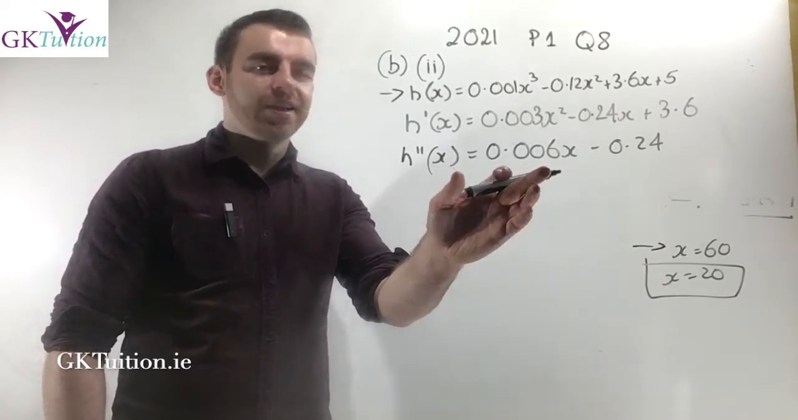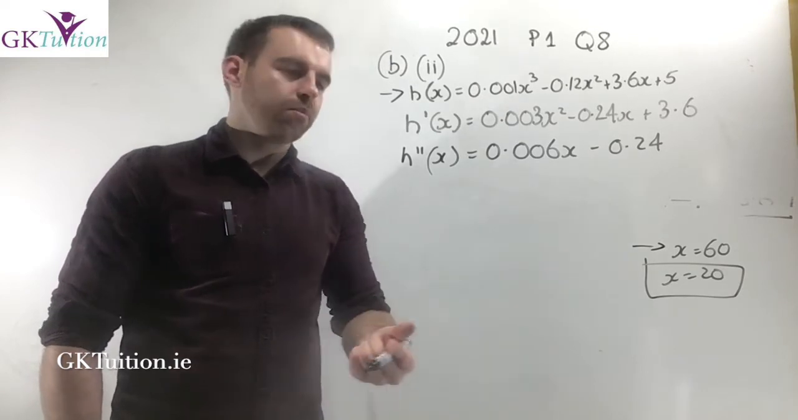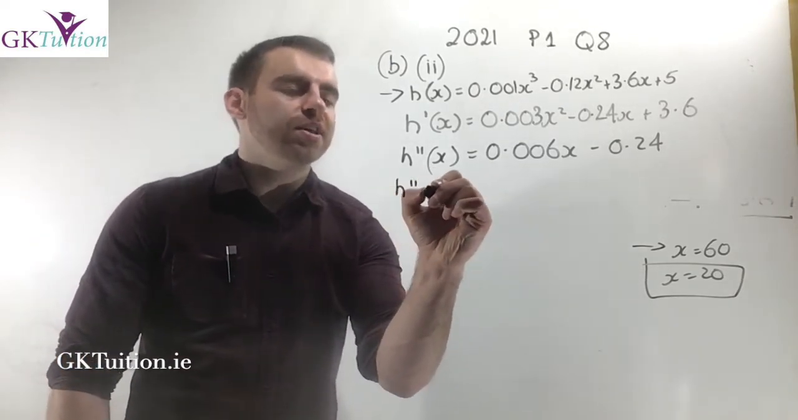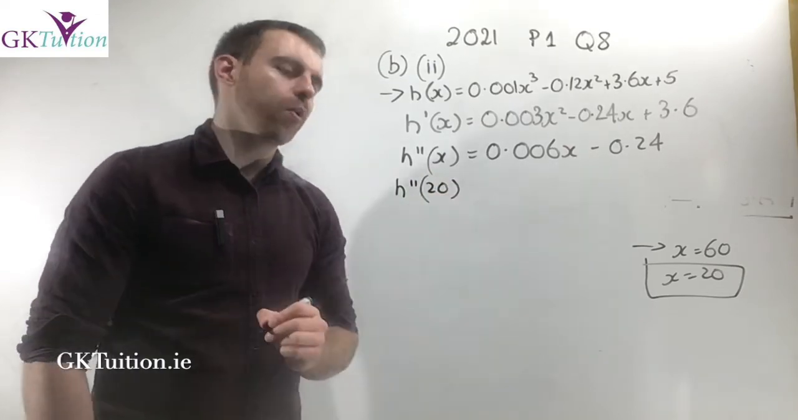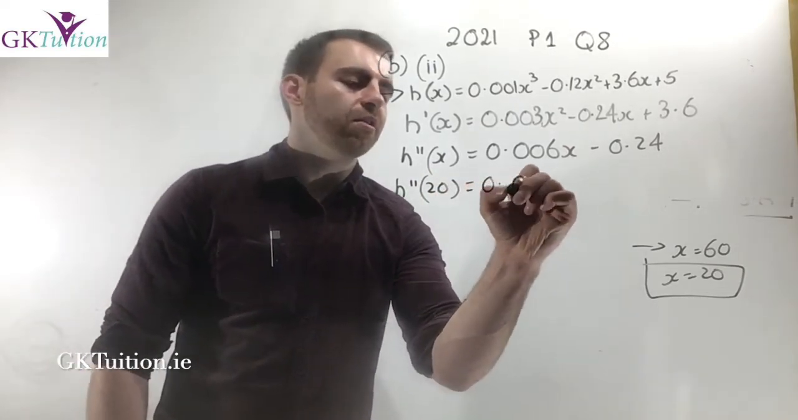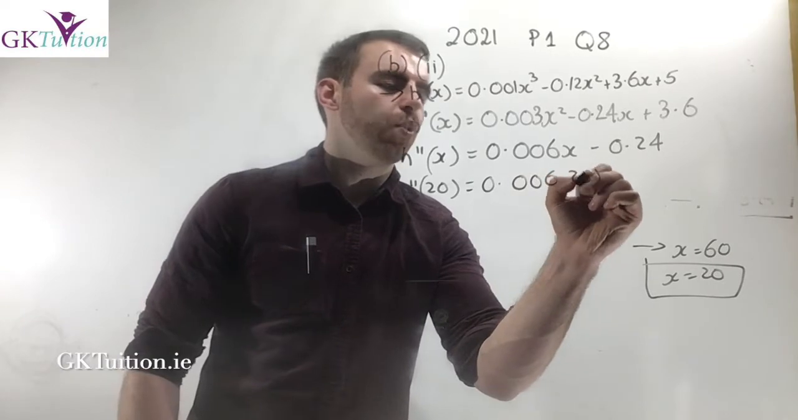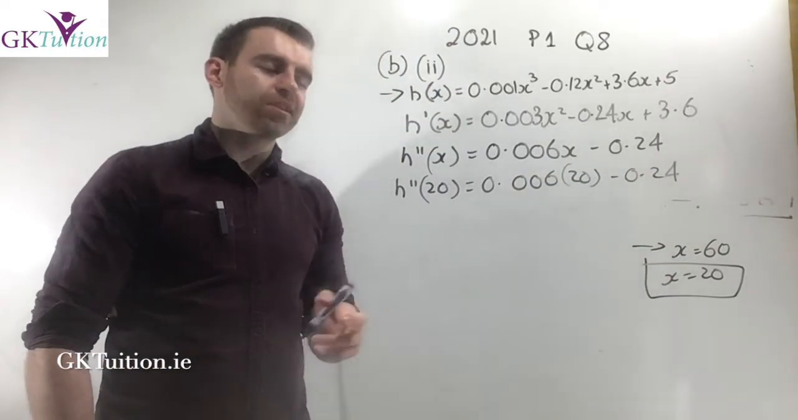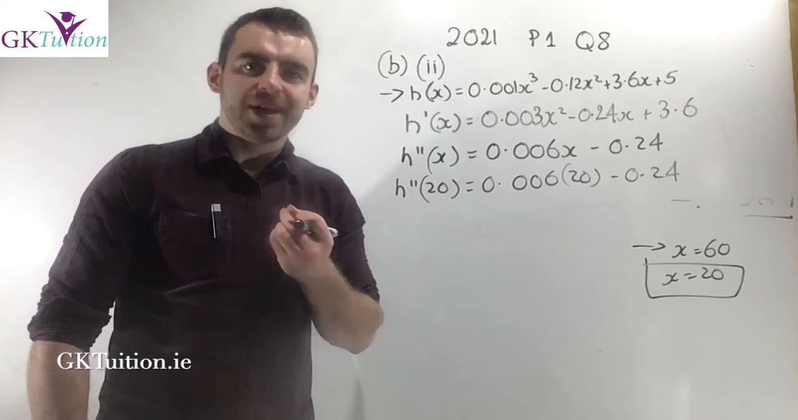If we sub that in here, we're going to end up with a positive number. However, that's not what we're concerned with. So now what I want to do is get my second derivative and sub in 20. In this case, it's going to be 0.006 times 20 minus 0.24. And fingers crossed, we plug this into our calculator, hopefully we'll get a negative value.